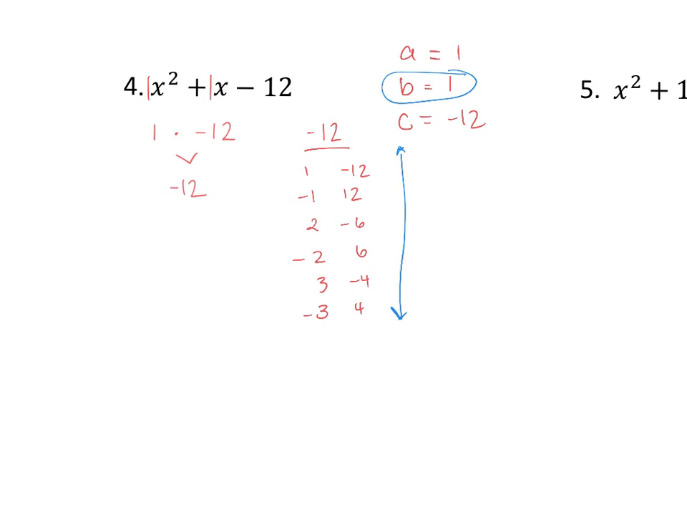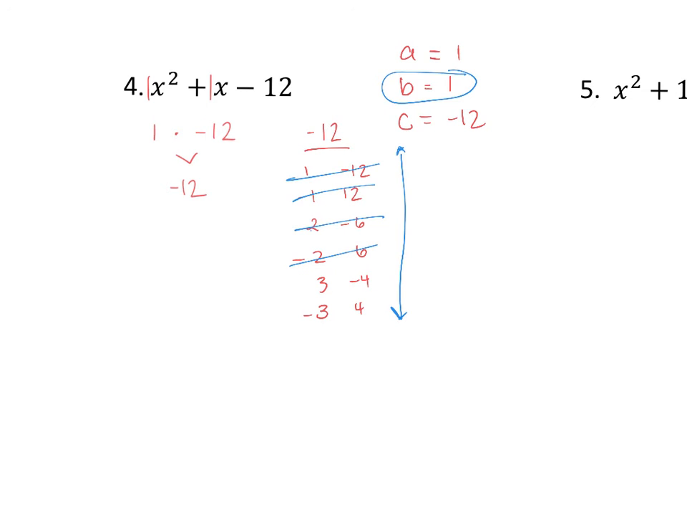Okay? So 1 plus negative 12 is a negative 11, not 1. So I crossed it out. Negative 1 plus 12 is a positive 11, not 1. So I crossed it out. 2 plus negative 6 is negative 4, not 1. So I crossed it out. Negative 2 plus 6 is a positive 4, not 1, so I cross it out.